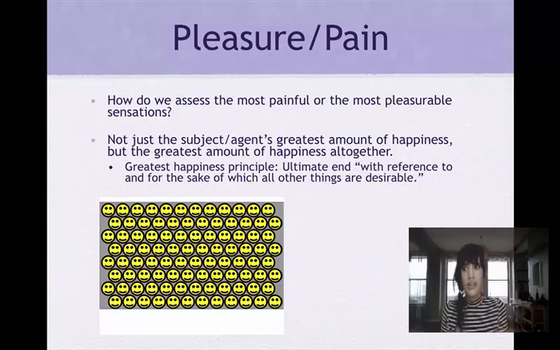So when we think about the end or the goal of our actions, it's trying to achieve a high quality and quantity of pleasure and to decrease pain and to avoid pain. So what is a standard of morality, right? How are we assessing actions? Well, it's through the greatest happiness principle, which we talked about, right? Promoting the right amount of pleasure over pain. And so he says the greatest happiness principle, right, is reflective of the ultimate end with reference to and for the sake of which all other things are desirable.